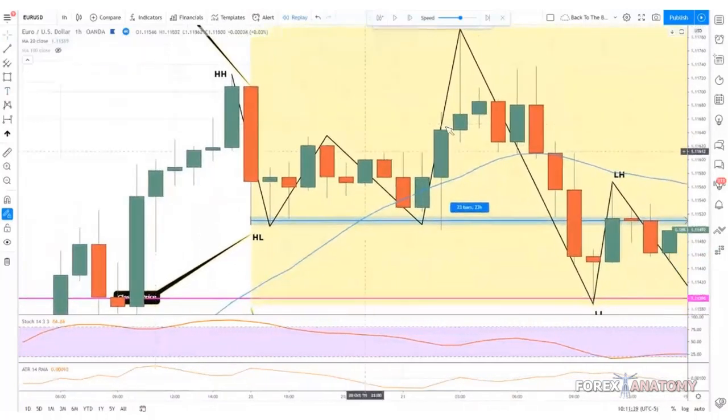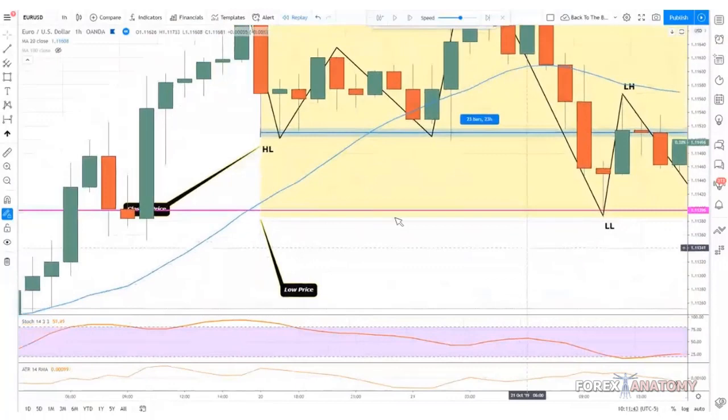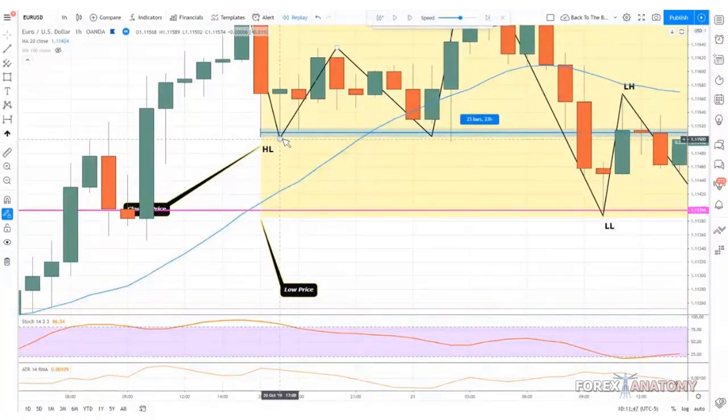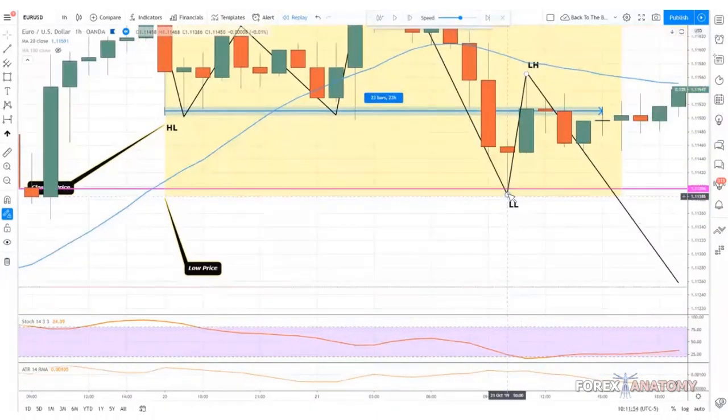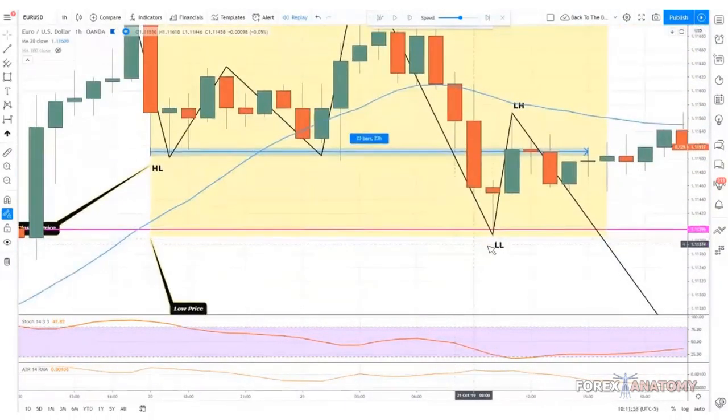So then when price fell all the way down, we got a lower low. Why? Because price broke this low. Remember, this is the last higher low. Once price broke and closed below this low, we now have a lower low. And whenever we get this lower low, the next thing we want to look for is a lower high.